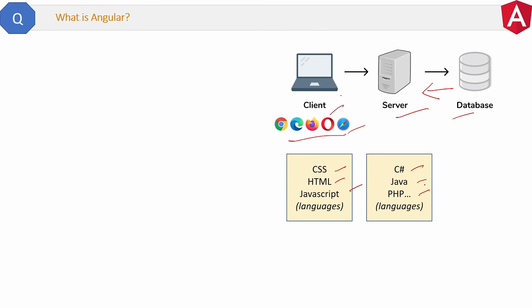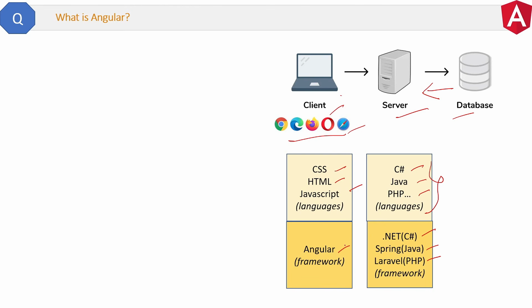Now for building large and structured web applications, we need frameworks around these languages. For example, in the server-side case, we have the .NET framework for C#, Spring for Java and Laravel for PHP. Similarly, at the client side, we have the Angular framework. Why do we need a framework for the client side? Because nowadays client-side code is increasing and increasing. So we need a framework to structure the client-side code also.